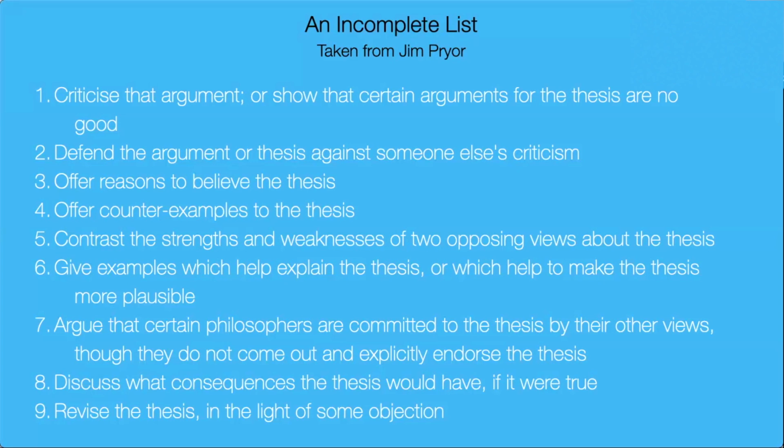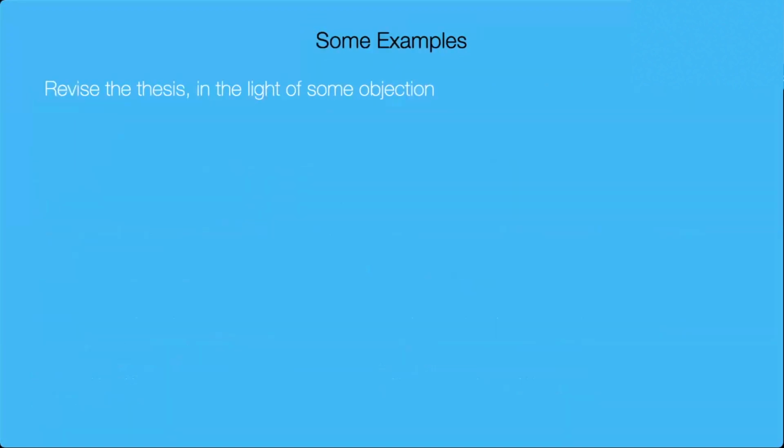You can argue that certain philosophers are committed to the thesis by their own views, even though they have not come out and explicitly said so. You can discuss what consequences the thesis would have if it were true. And then lastly, you can revise the original thesis in the light of some objection. And so I will run through a few of these now.